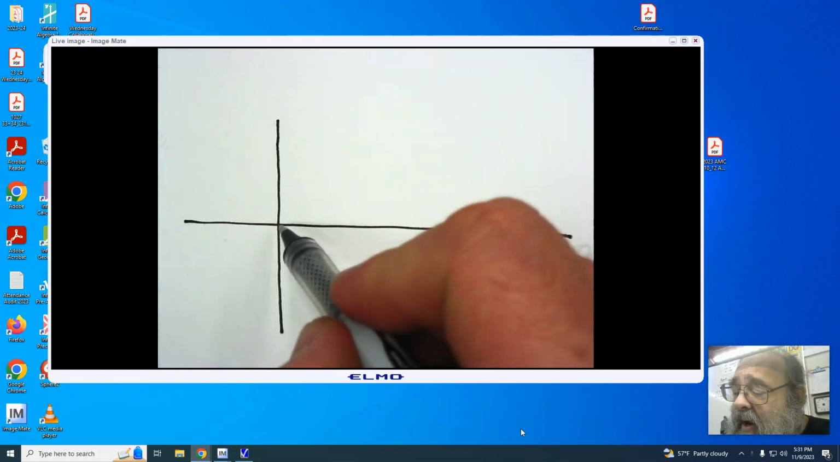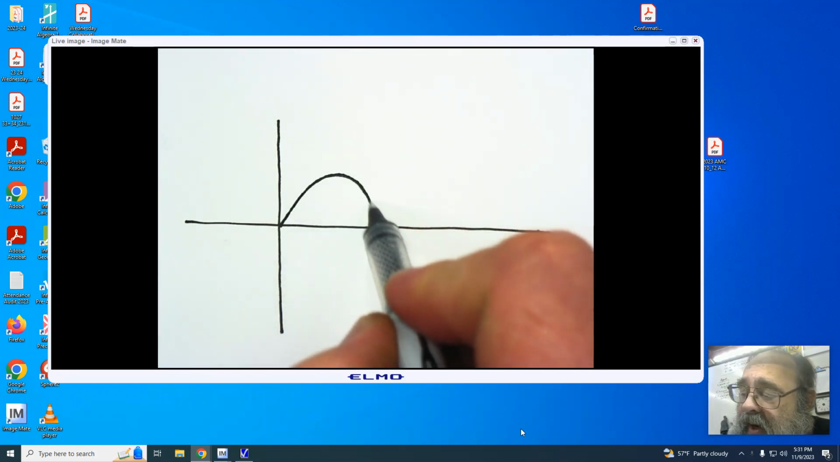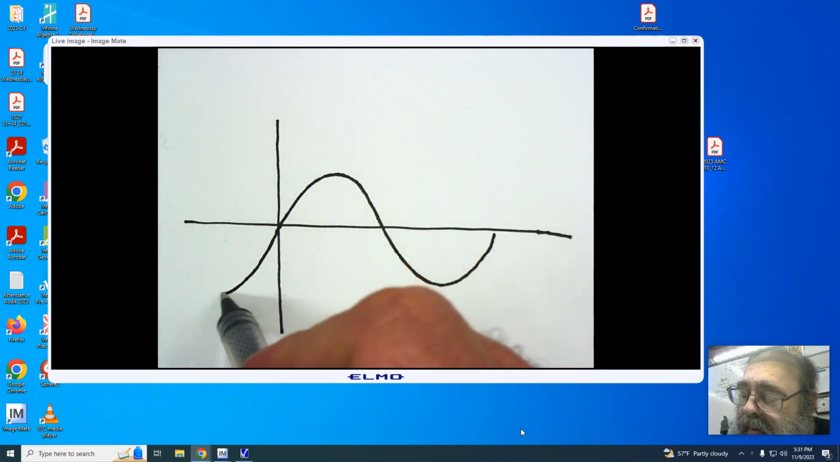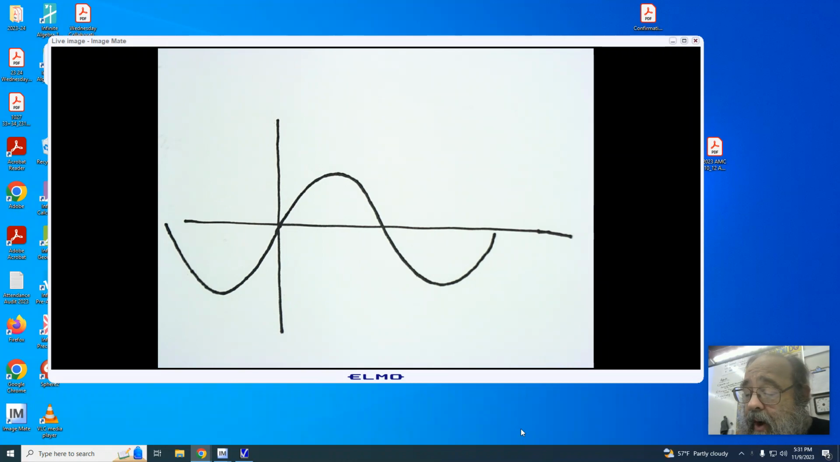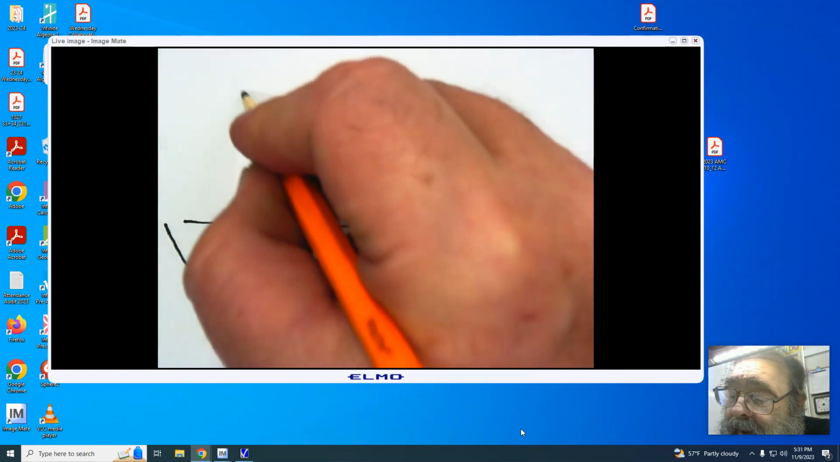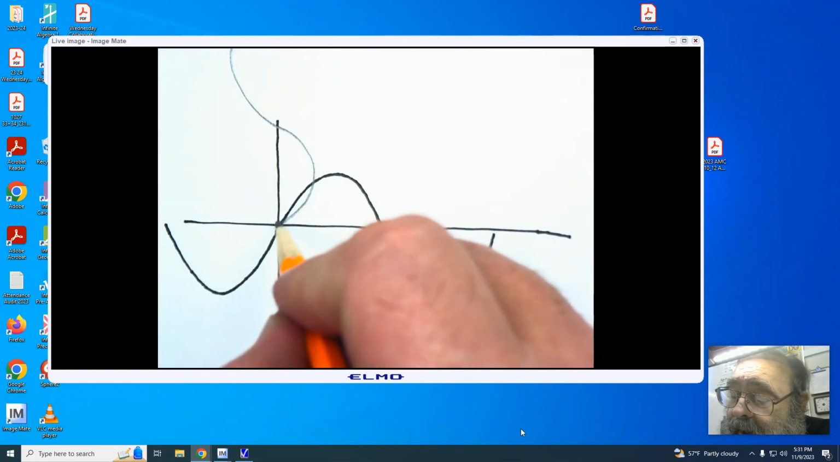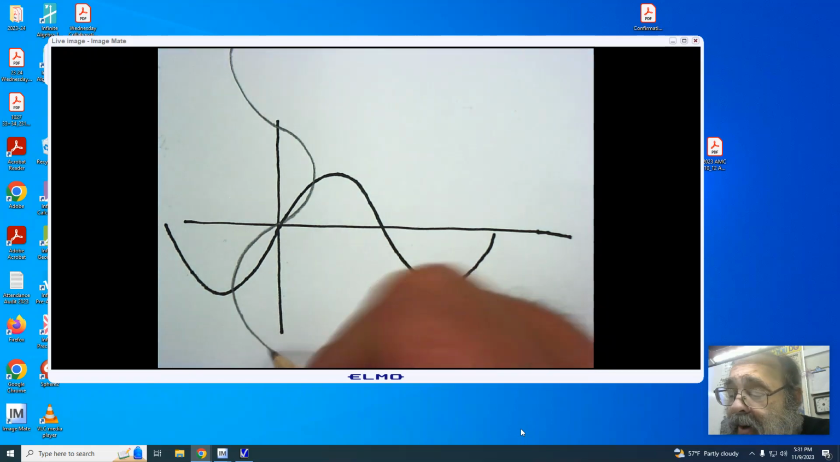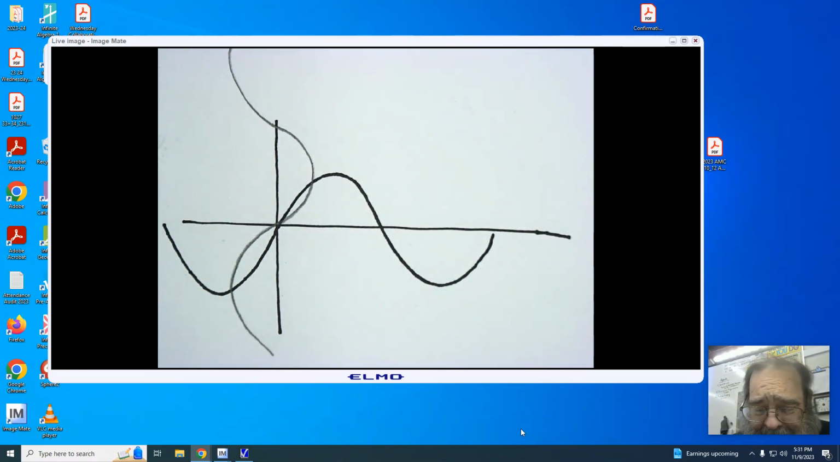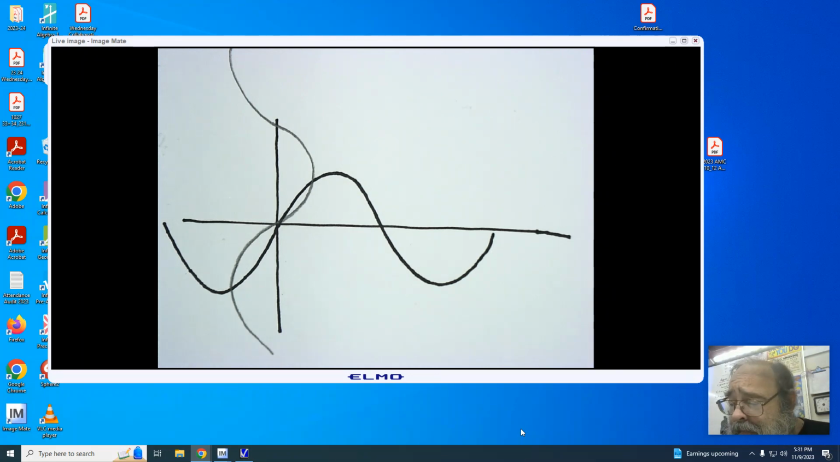If we're looking at a sine function, the sine function oscillates like so. Now, if I'm trying to draw an inverse, I have a problem because it's going to go up and curve and down and curve. But that's not a function. It fails the vertical line test over and over and over again. It forces us to restrict our domain.